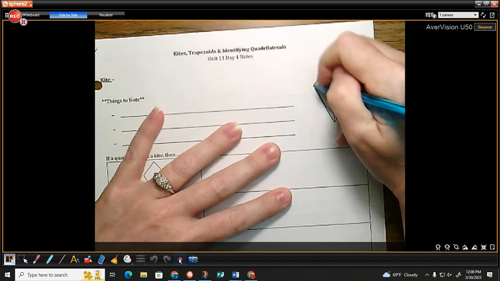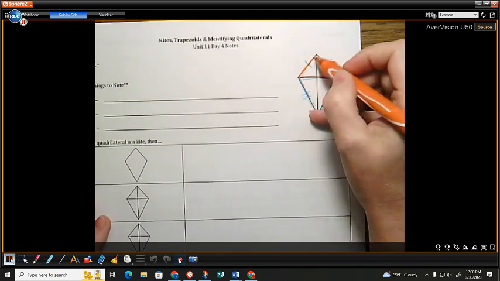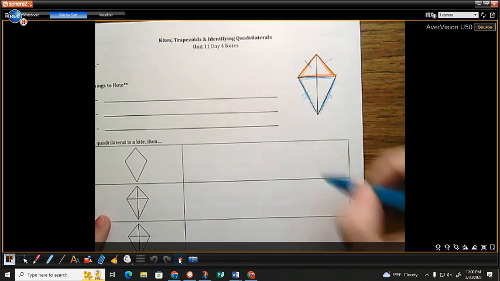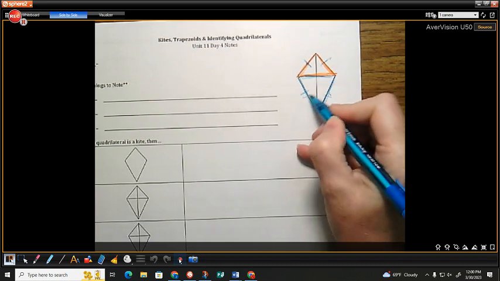Yes, but I just highlighted 2 of them. I just highlighted this orange one and this blue one. What do you notice, based on what I've marked, is special about those 2 triangles? They are both isosceles. Are they the same size of isosceles triangle? No, but they are both isosceles. So I have 2 sides congruent, and I have 2 other sides congruent. And that's what makes it a kite.